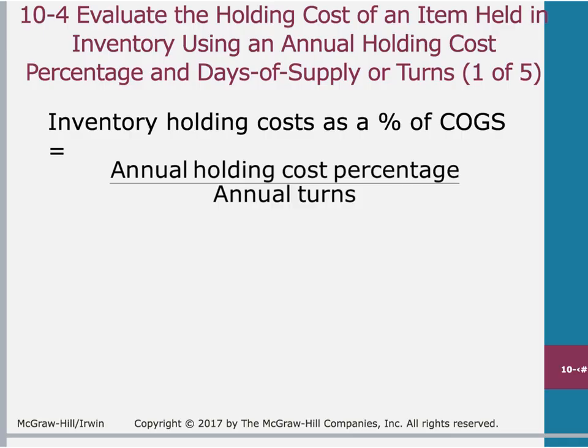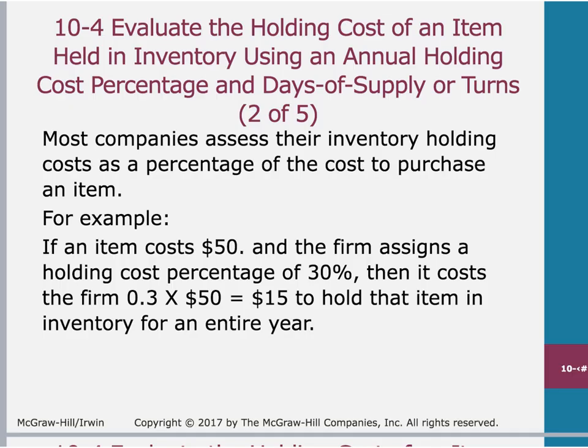Hope that's clear. So moving on now, let's talk about holding cost of an item. Inventory holding cost as a percentage of cost of goods sold is equal to annual holding cost percentage divided by annual turns. You're going to be given the percentage holding cost, and you're either given turns or you have to calculate turns. Most companies assess their inventory holding costs as a percentage of the cost to purchase an item. So for example, if an item costs $50 and the firm assigns a holding cost percentage of 30%, then it costs the firm 0.3 times 50, which is equal to $15 to hold that item in inventory for an entire year.